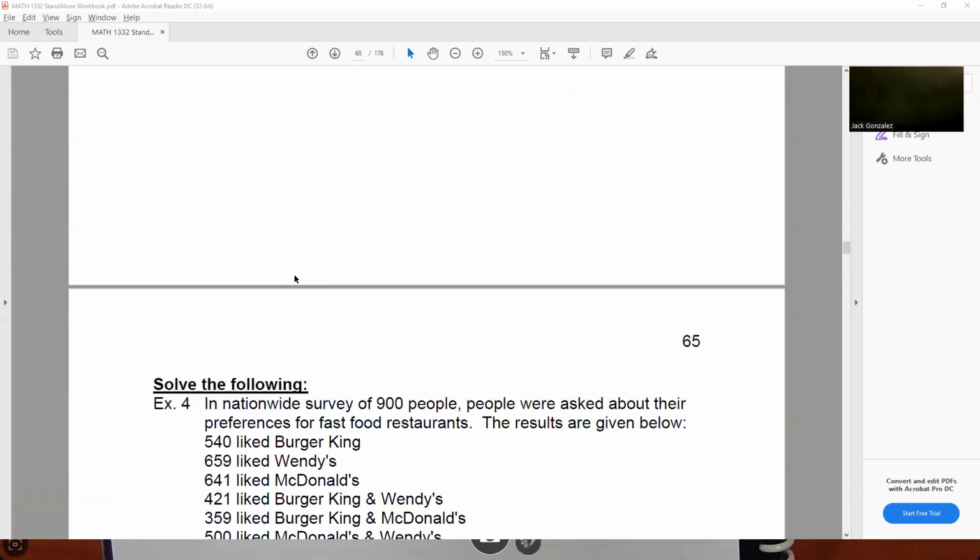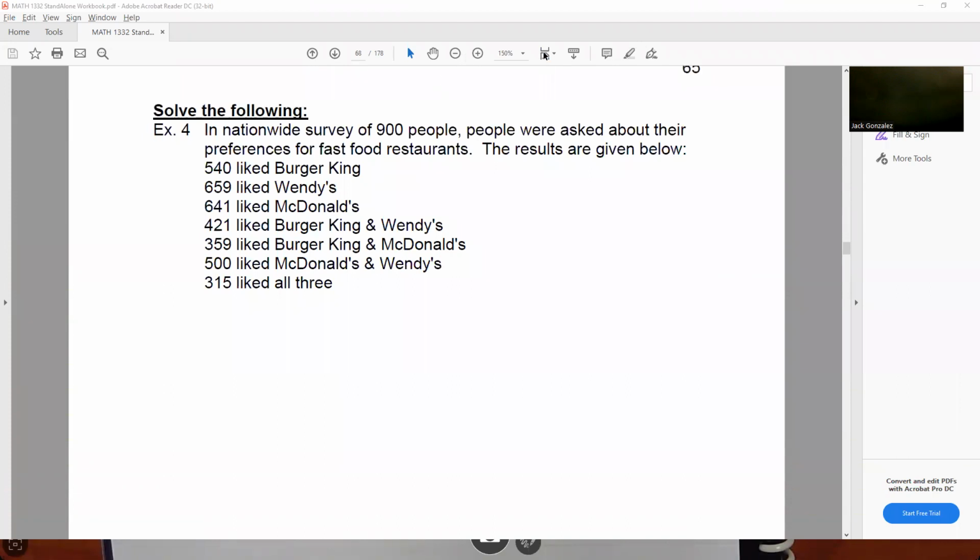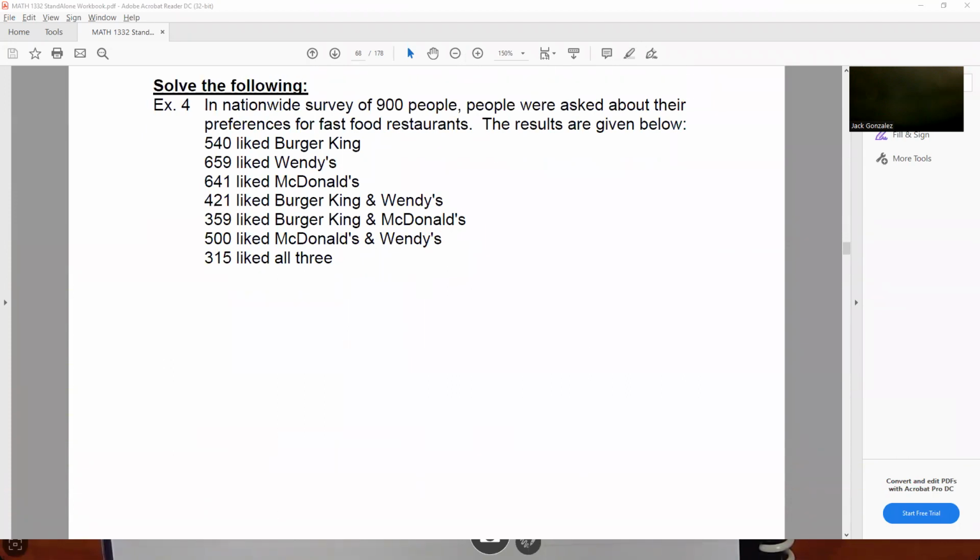Okay, let's look at 4. The nationwide survey of 900 people. People were asked about their preferences for fast food restaurants. It was a lot of sets, huh? Okay.